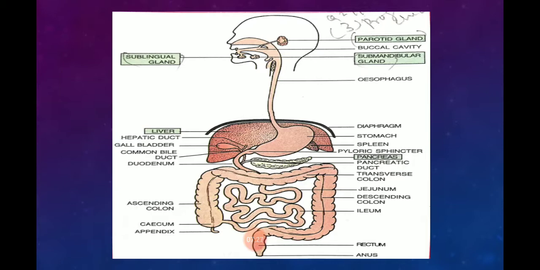Then the fourth step is assimilation, that is the food material reaching, with the help of blood capillaries, the respective cells and tissues, which is known as assimilation. And lastly, the removal of undigested or extra food material out of the body with the help of the large intestine is known as egestion. With this, we complete the process of digestion.